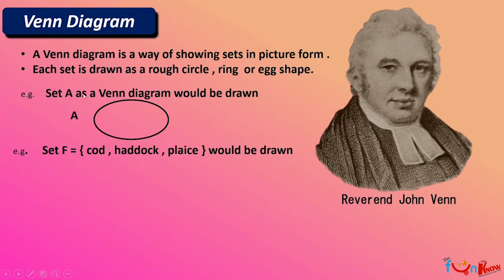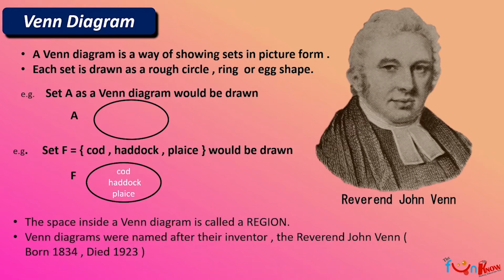Now set F includes three elements, that is cord, dog, and palace. So that would be drawn as cord, dog, and palace. Okay, next, the space inside the Venn diagram is called a region. So wherever you are writing the values, whatever the elements are, if you are writing them inside this, it will be known as a region.